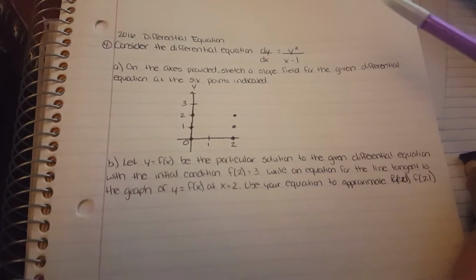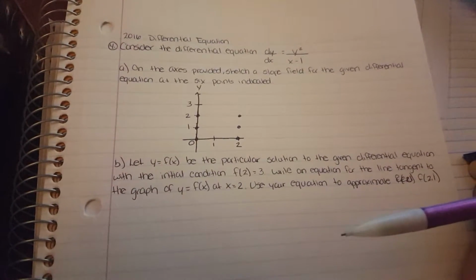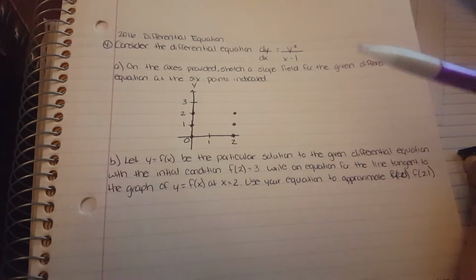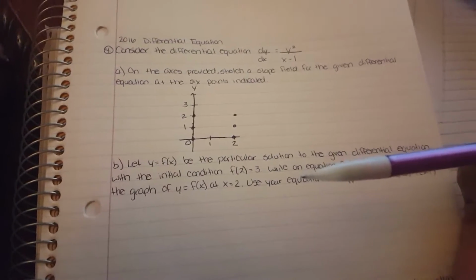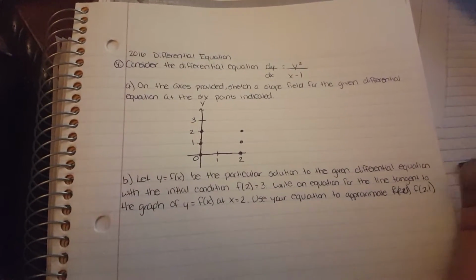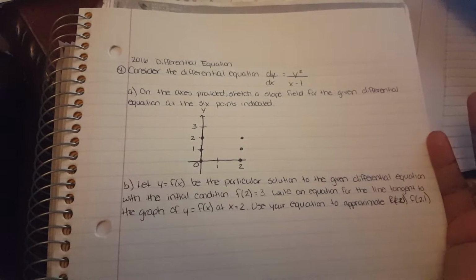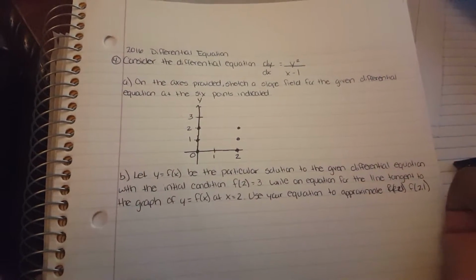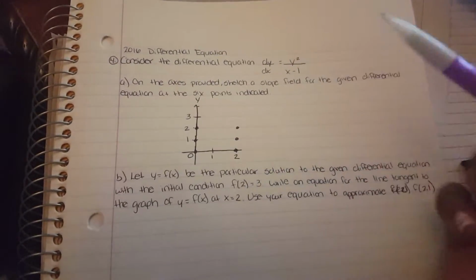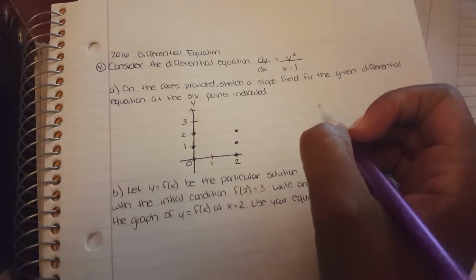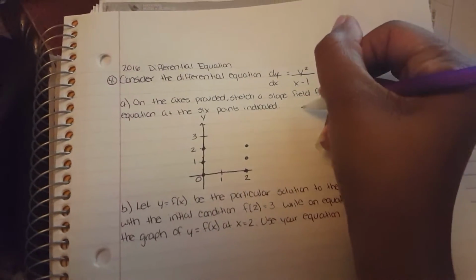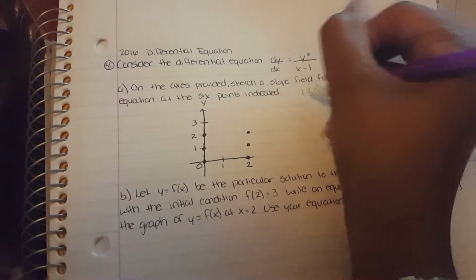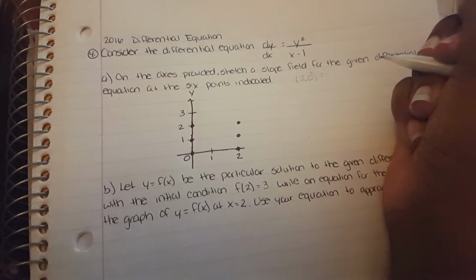So our next question says, consider the differential equation dy over dx equals y squared over x minus 1. Now, the first question says, on the axis provided, sketch a slope field for the given differential equation at the 6 points indicated. So this should be easy. For example, all you will have to do, one of our points is (2, 0). So all you have to do is plug in 2 for x and 0 for y.